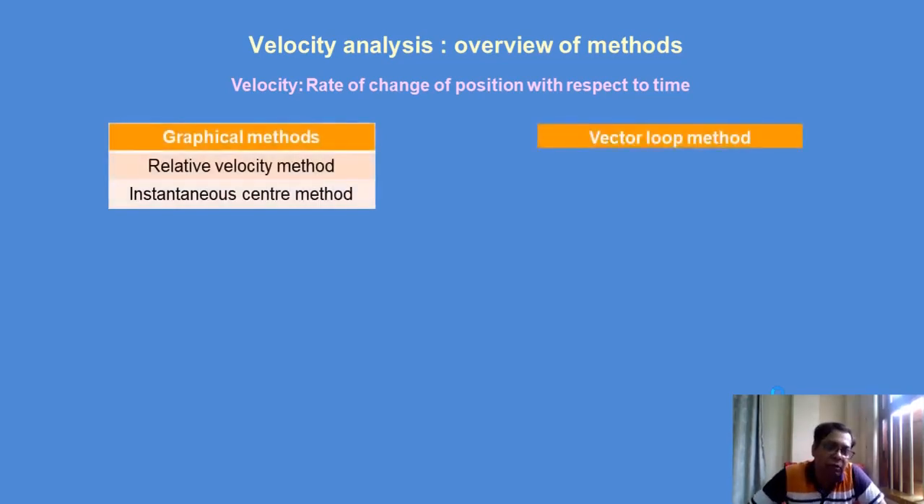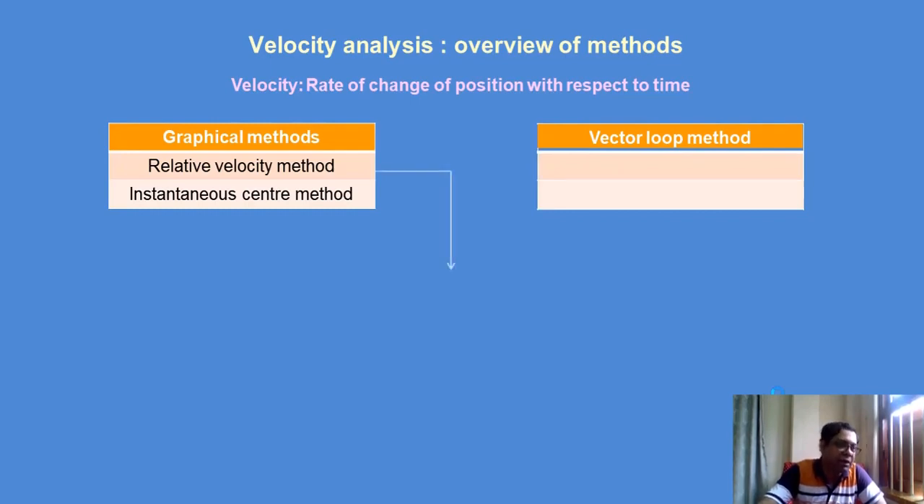Now, when we analyze the velocity of a mechanism, there are two basic methods. One is the graphical method and the other is the vector loop method. The vector loop method is not included in your syllabus, so right now I am not going to discuss it in detail. But the graphical method, especially the relative velocity method, is included in your syllabus. And the instantaneous center method, if time permits, then I will give you a brief overview of the instantaneous center method of velocity analysis.